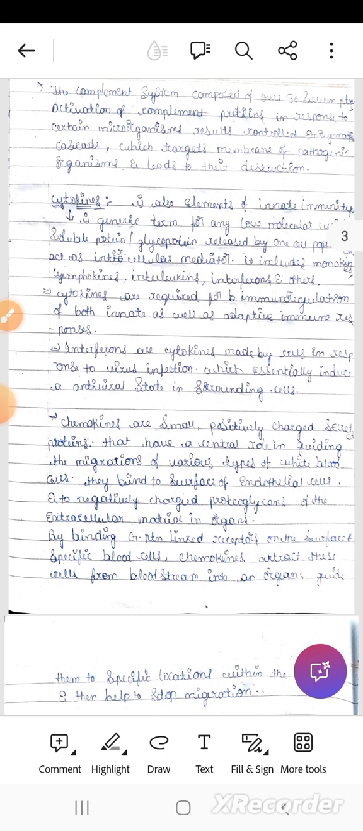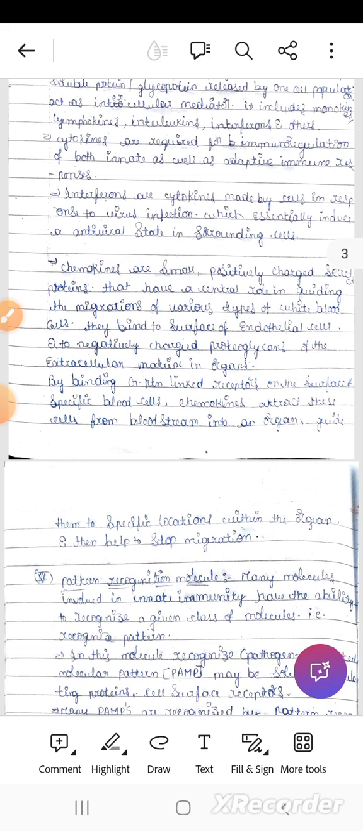Next is the cytokines. Cytokines are also elements of innate immunity. Cytokine is a generic term for any low molecular weight soluble protein or glycoprotein released by one cell population that acts as an intercellular mediator. It includes monokines, lymphokines, interleukins, interferons, and others. Cytokines are required for immunoregulation of both innate as well as acquired immune responses. Interferons are cytokines made by cells in response to virus infection, which induce an antiviral state in surrounding cells.